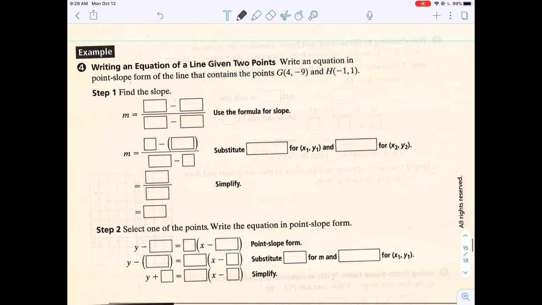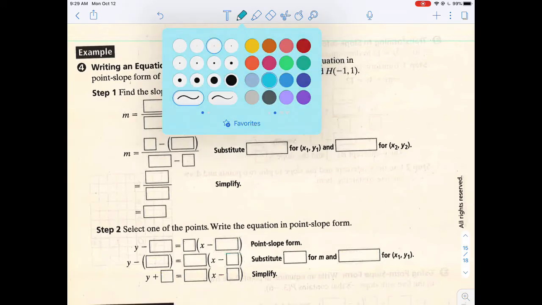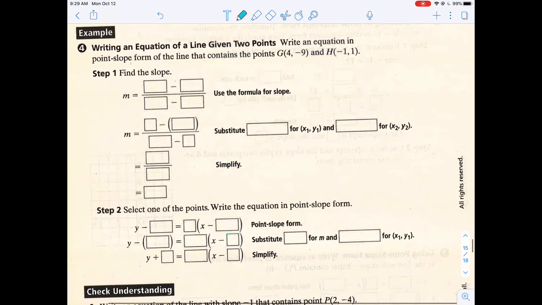So then we're going to do example 3 here. Example 3 says writing an equation of a line given 2 points. So we're going to first find the slope, and earlier I wrote this down. Slope is y2 minus y1 over x2 minus x1. So then we're just going to substitute in these points. Y2 I'm going to say is 1. Y1 is -9. X2 is -1. X1 is 4.